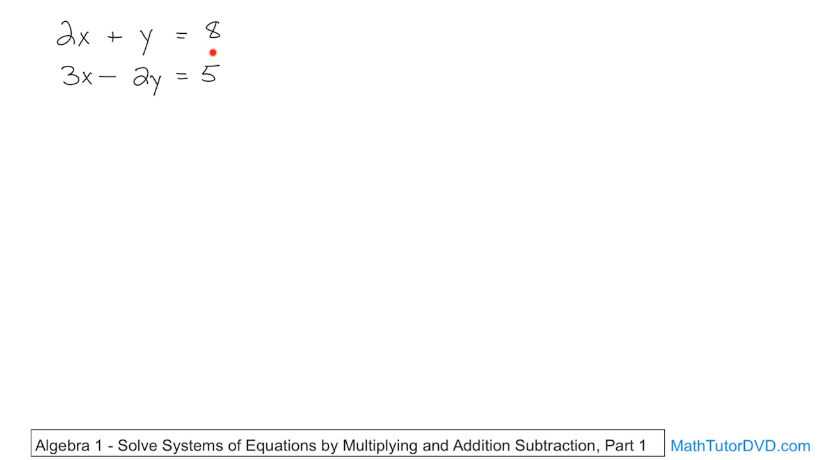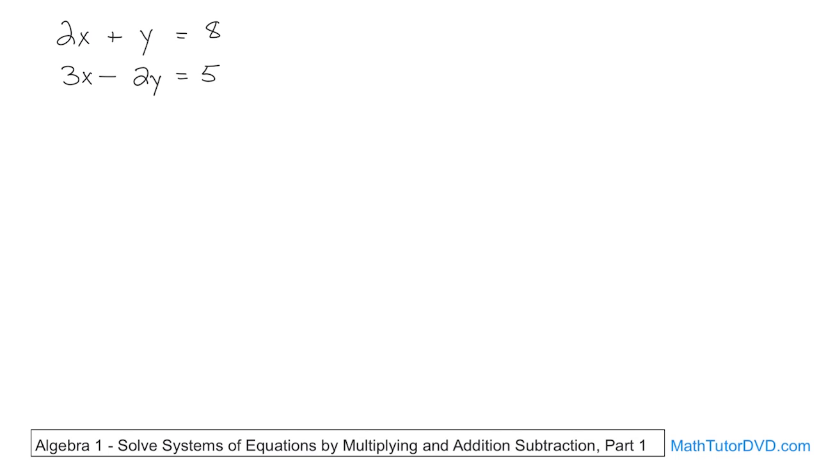So you could graph this and graph this, just like we've done in the past. You could see their intersection point and write it down, and that would be the solution. Or you could do substitution. You could solve this for y, for instance, stick it in here, find x, stick it back in here, and you would get x and y from substitution. All right, that's perfectly valid.